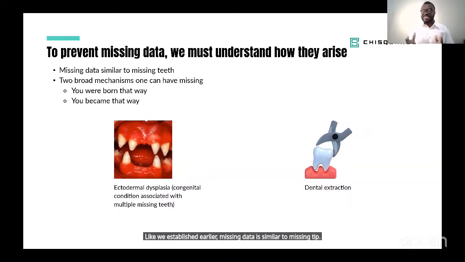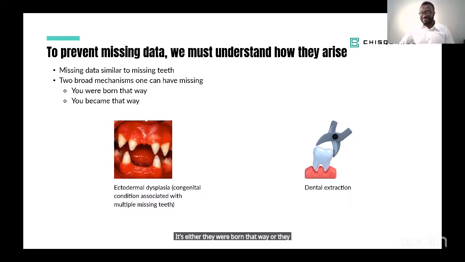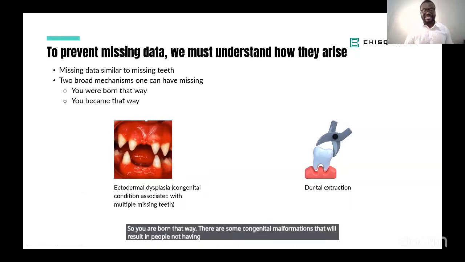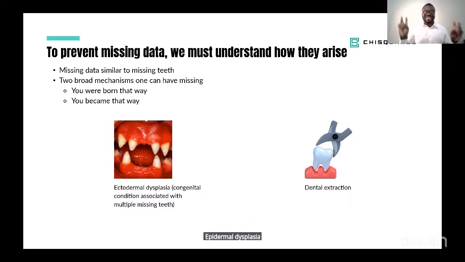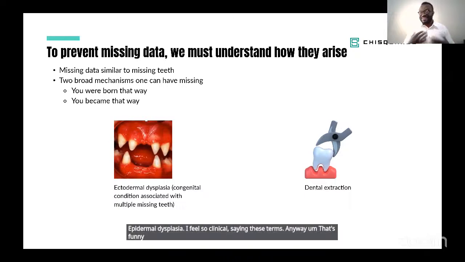The question then is, how do people have missing teeth? Well, there are two explanations. Either they were born that way or they became that way. You were born that way, or there are some congenital malformations that will result in people not having teeth, for example, ectodermal dysplasia. I feel so clinical saying these terms. Anyway, that's funny. So congenital malformations can result in no teeth, so you were born that way.